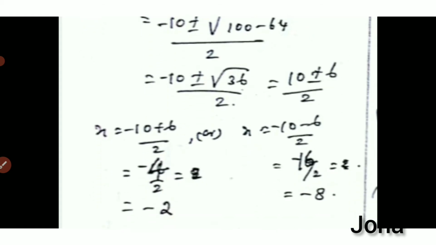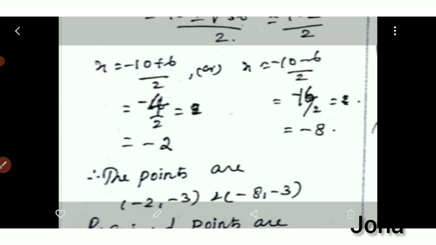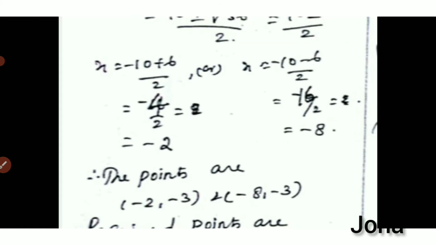So we want to find the points like this. That is x equal to minus 10 plus 6 by 2. That is nothing but minus 4 by 2. If we cancel, we can have minus 2. And the other one is minus 10 minus 6 by 2. That is minus 16 by 2. If you cancel this, we can have minus 8. So the points are (minus 2, minus 3) and (minus 8, minus 3).